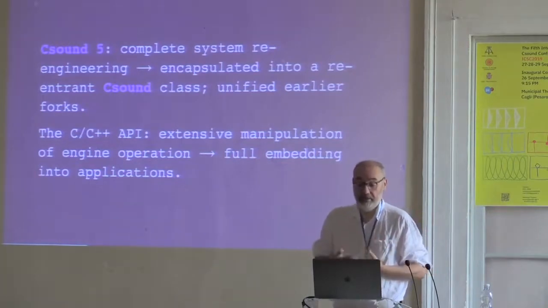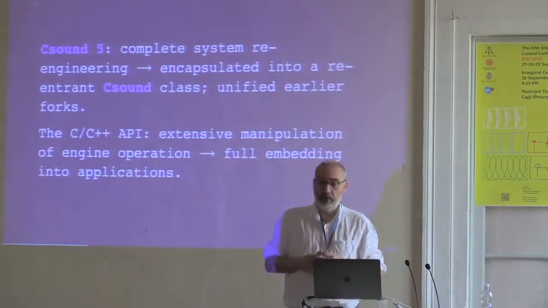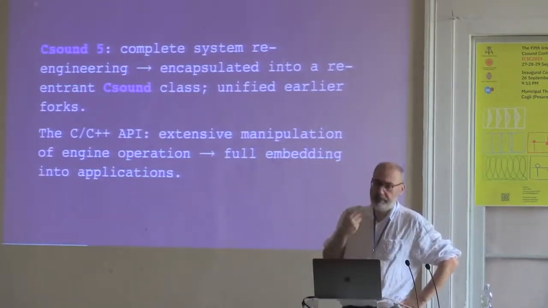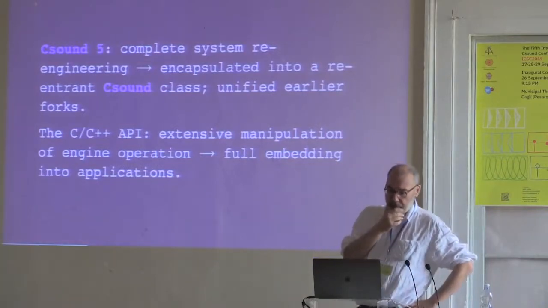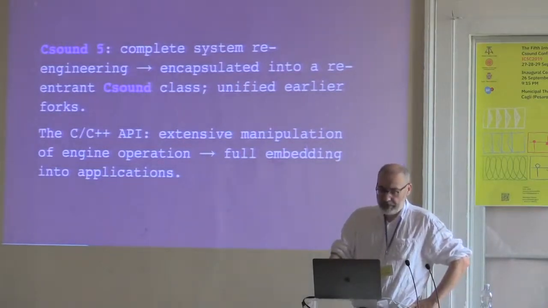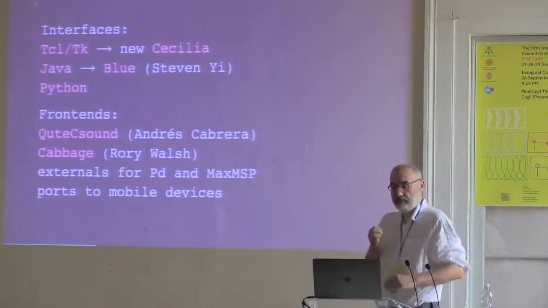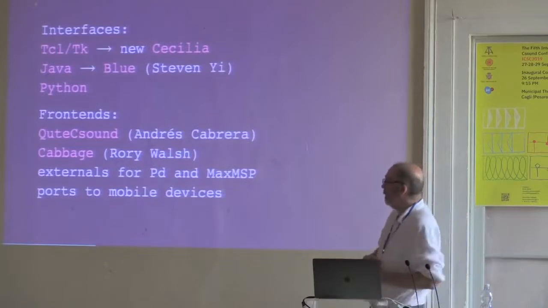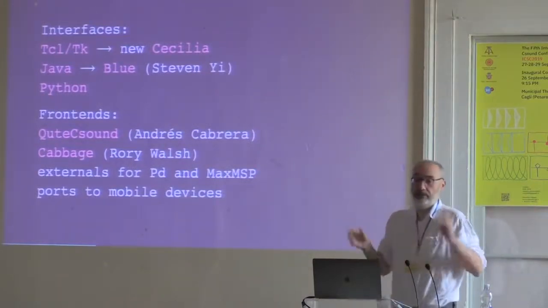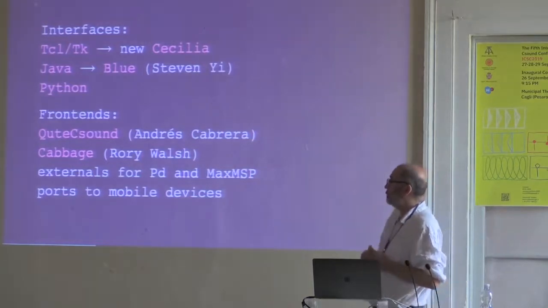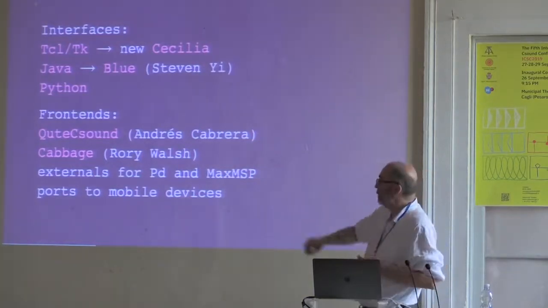And then a C API with a C++ wrapper was provided, allowing extensive manipulation of the engine operation, and you could have full embedding of applications. So that was done, and it allowed lots of things. For instance, you had interfaces to Tcl/Tk, and that allowed us to write a new Cecilia where Csound was fully embedded. Java allowed Blue to embed Csound.